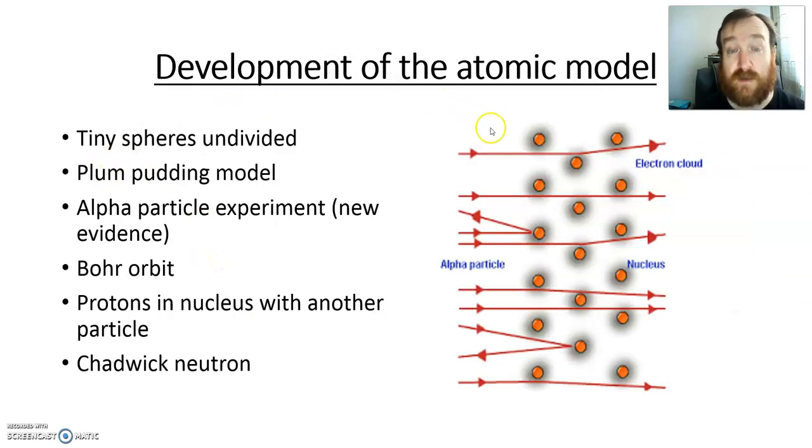Then we need to know about the development of our atomic model, starting off with those tiny spheres with Democritus and working all the way up to the discovery of the neutron with Chadwick. Pay particular note to the gold leaf experiment. This is the bit that comes up most often, this and the plum pudding model. So know what the plum pudding model is, know what the orbital model is, know how Rutherford, Geiger and Marsden came up with this new idea of the atom. How did they get away from the plum pudding model?